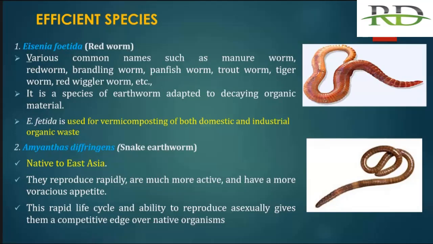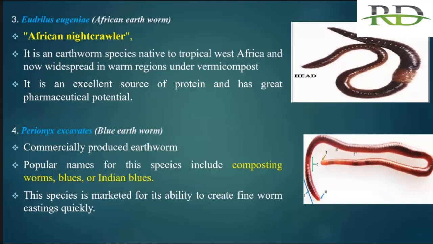The next one is Eudrilus eugeniae. Many of you know this one. This is the African earthworm, or African night crawler. It is an earthworm species native to tropical West Africa and now widespread in warm regions for vermicompost, because it is highly suitable for tropical and subtropical regions. It is an excellent source of protein, so this worm is mainly used for pharmaceutical potential.